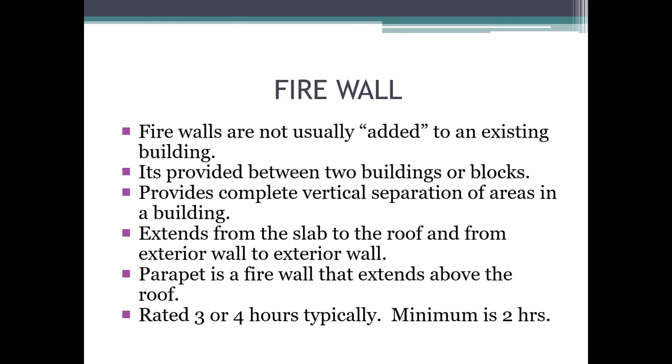So what is basically a firewall? Firewalls are not usually added to an existing building. It is provided between 2 buildings or blocks, and provides complete vertical separation of areas in a building. It extends from the slab to the roof and from the exterior wall to the wall. A parapet is a firewall that extends above the roof. It is rated 3 or 4 hours, typically a minimum of 2 hours is required.